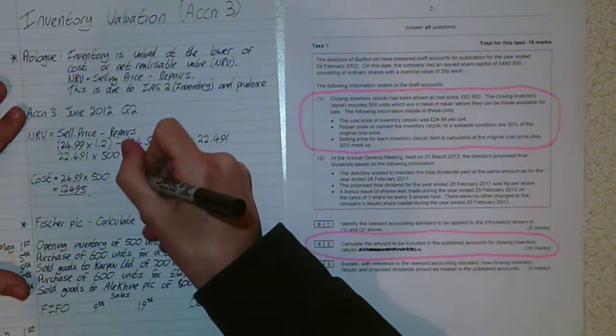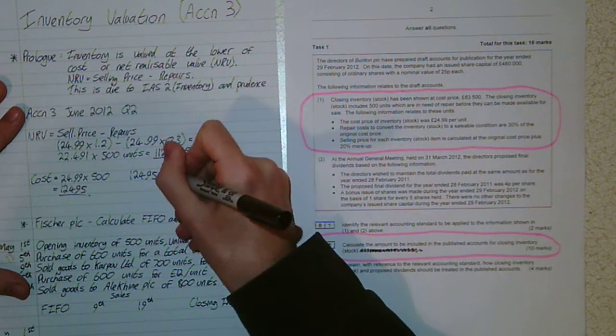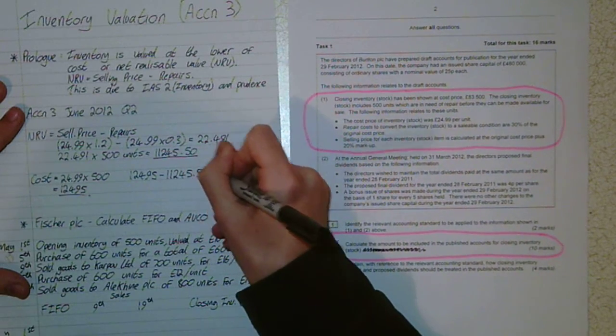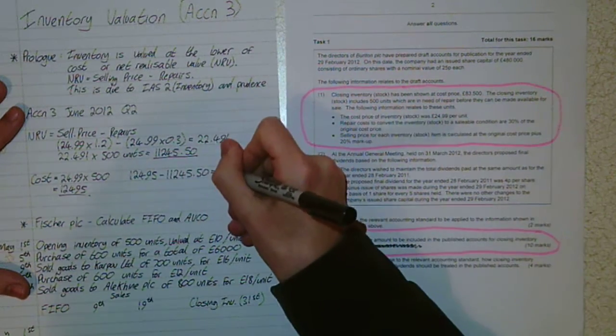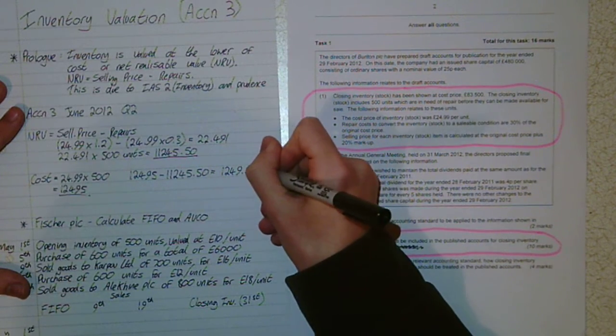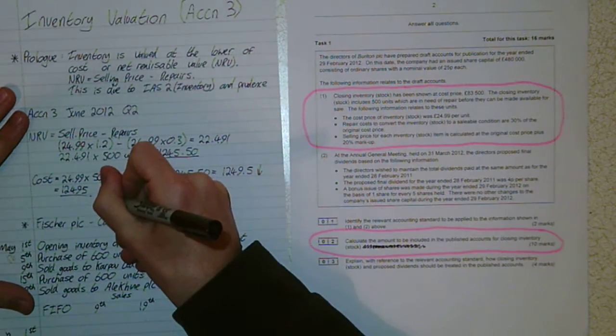So what I'm just going to do is find out what the difference is. So take the cost figure minus the net realizable value figure, and that gives me 1,249.5. That's gone down. So how am I going to work out this new inventory figure?